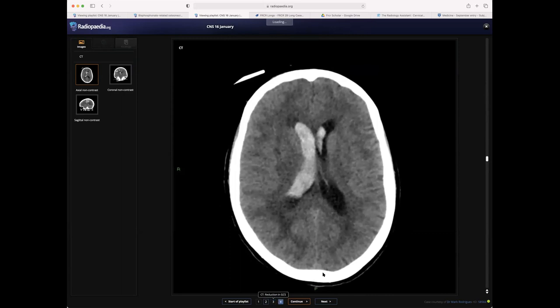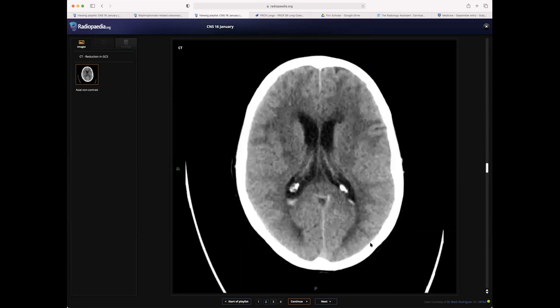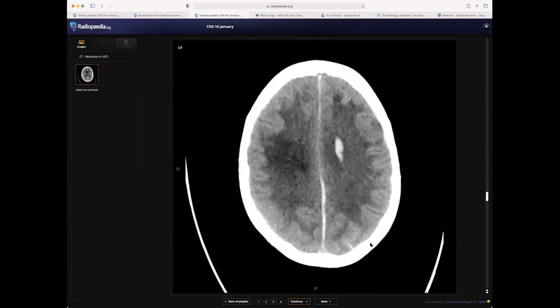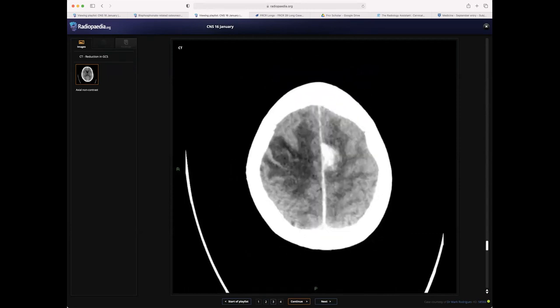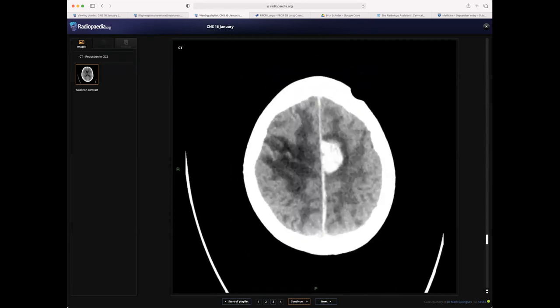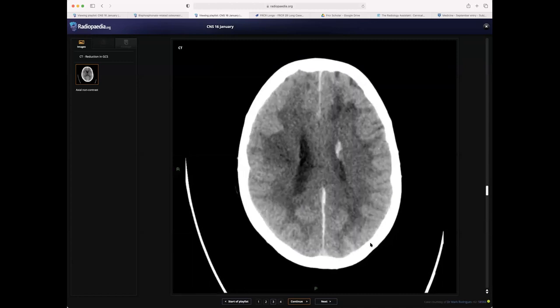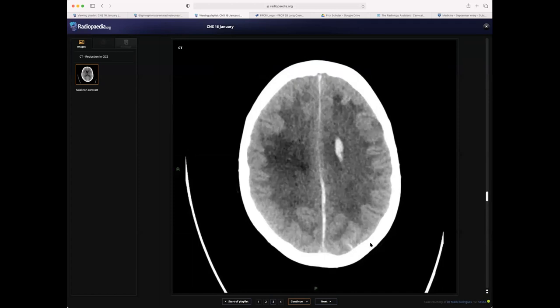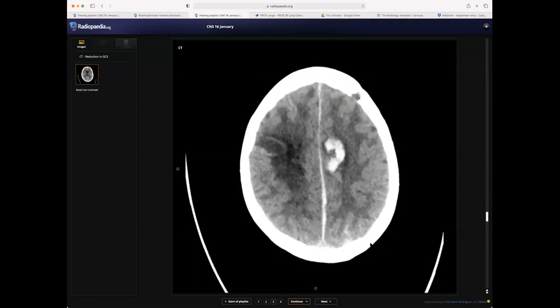A few weeks later, the patient presented with reduced GCS. Okay, so this is the follow-up CT scan, which shows resolution of the hemorrhage in the previously described locations. However, diffuse edema changes are noted.